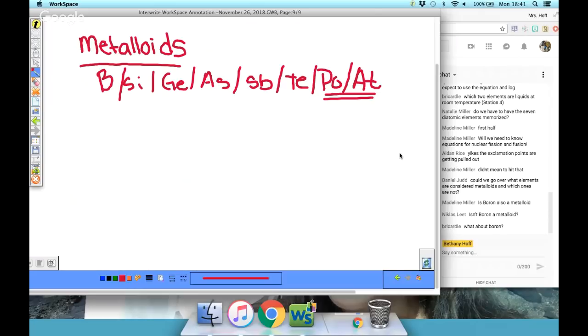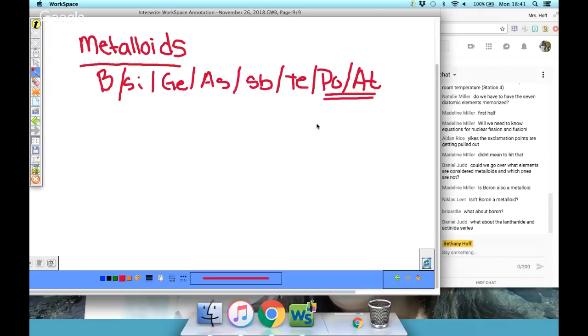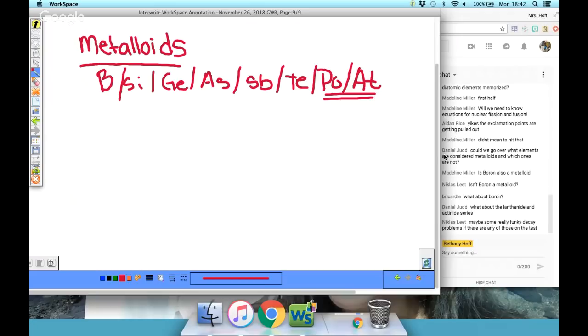Okay, any other questions that you guys want me to go over? What about the lanthanides and actinides? You should know where they are. Lanthanides and actinides are at the bottom. Those are considered metals, and that's really about all you need to know about those.